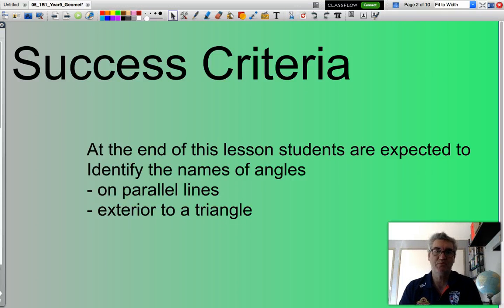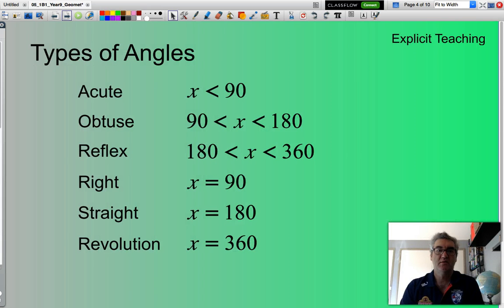Hello and welcome. In this presentation, I'm going to look at the naming of angles, specifically angles that cross parallel lines or are exterior to a triangle. Now, the names of angles are acute, obtuse, reflex, right or right angle, straight or straight angle, and revolution.